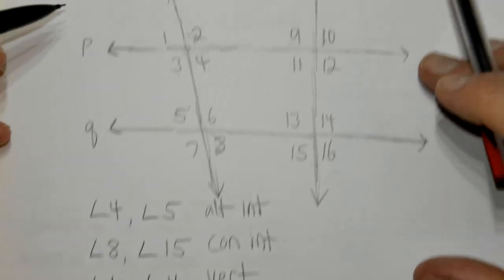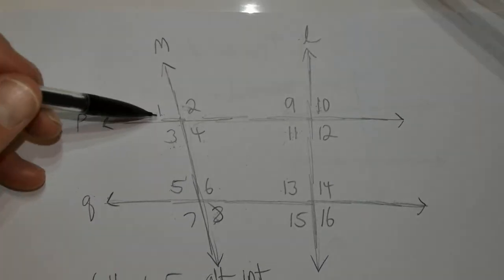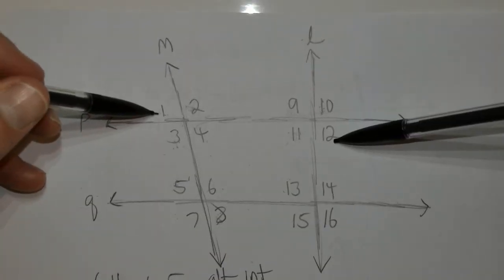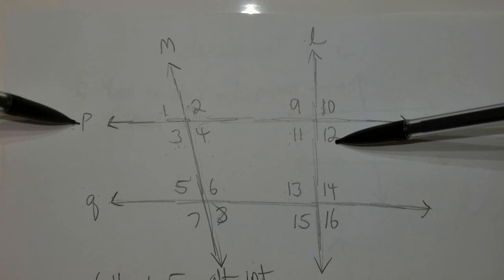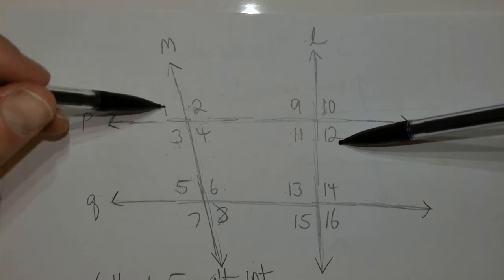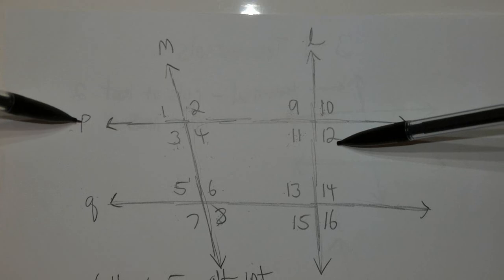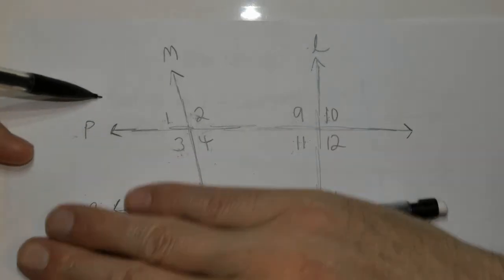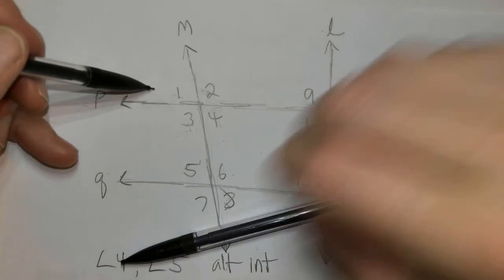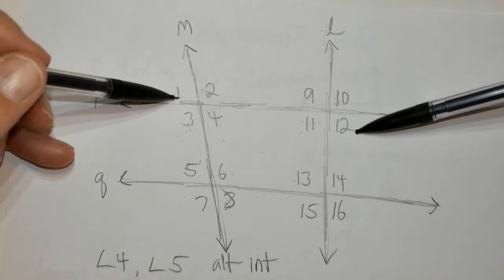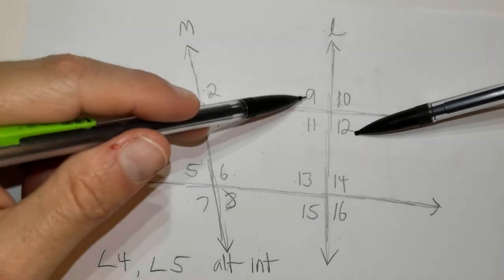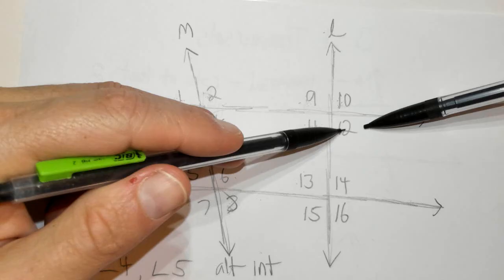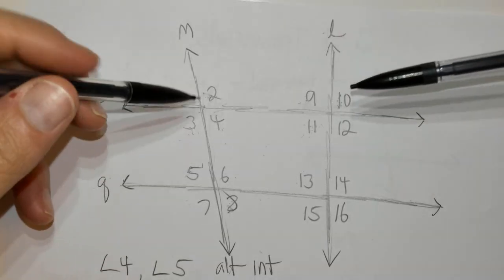And the last one, 1 and 12, is what we're looking at here. So here's 1, here's 12. The line to create those would be line P. Line P is my transversal. So again, if this is my transversal, now we're ignoring line Q. It's not even here. And so they are not corresponding because 1 corresponds with 9 and 12 corresponds with 4.